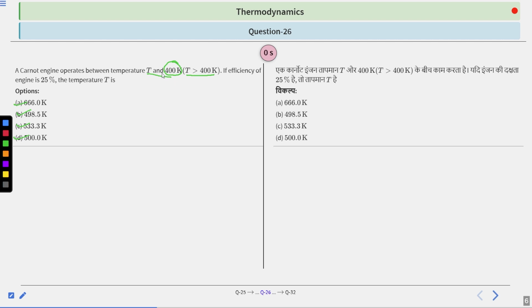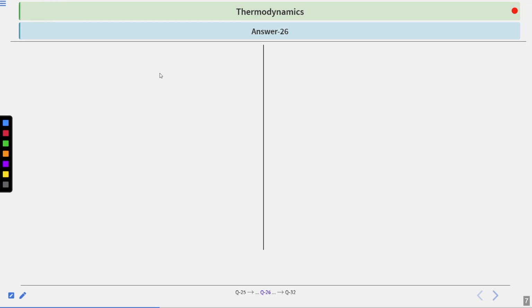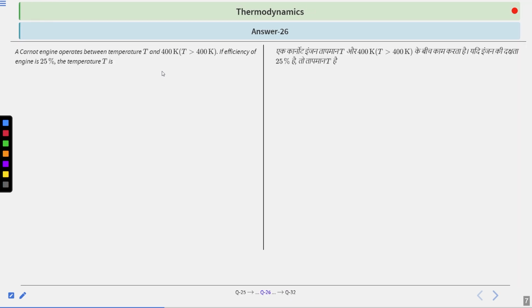Okay, let us see the solution. So this was our question. The question was very simple: your Carnot engine is operating between temperature T and 400 Kelvin. The efficiency of the engine is given as 25%. So you have to find the temperature T. For those who solved, the correct answer is C.